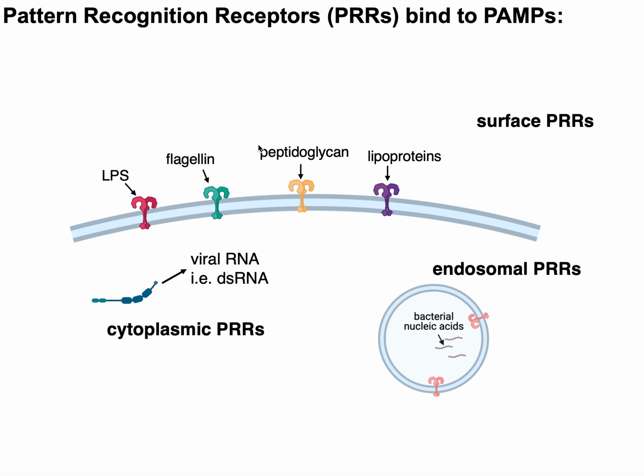And our cells express a variety of these pattern recognition receptors, each specific for one of these broad molecular patterns. For example, pattern recognition receptors that might be specific for lipopolysaccharides, or specific for double-stranded RNA, or specific for bacterial nucleic acids. And each of these pattern recognition receptors can be found in different locations. Some are expressed on the cell surface, some are expressed in the cytosol, some are expressed in endosomes.